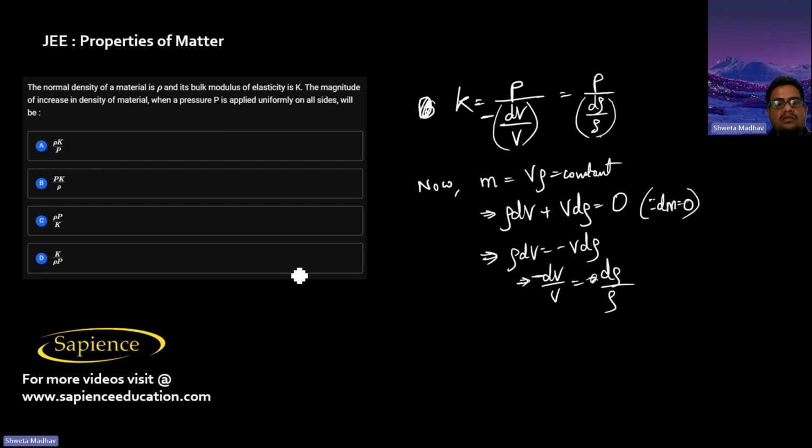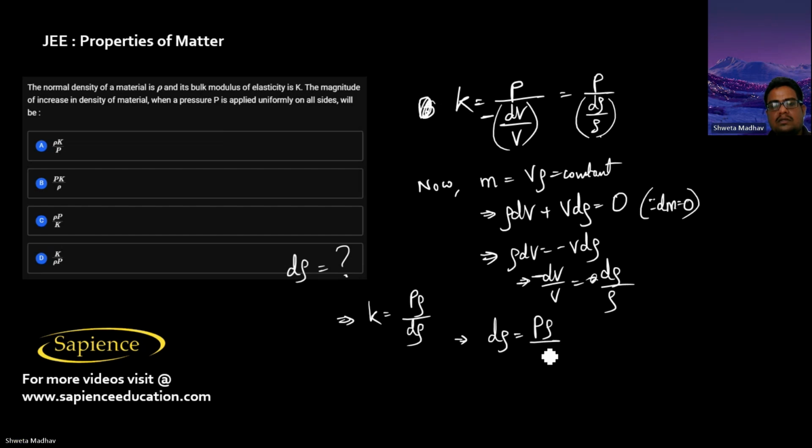So the magnitude of increase in the density, d rho, that we have to find out when a pressure P is applied. From here we can see that K is equal to P rho by d rho. That means d rho is equal to P into rho by K, or rho P by K. So rho P by K is actually the magnitude of the increase in the density of the material. Option C is the correct answer.